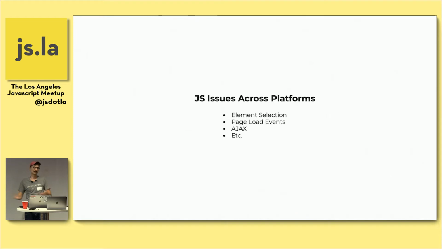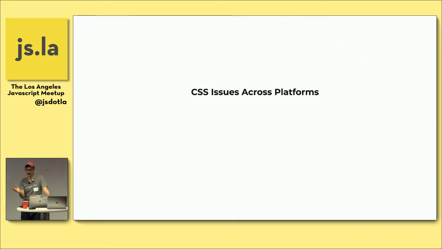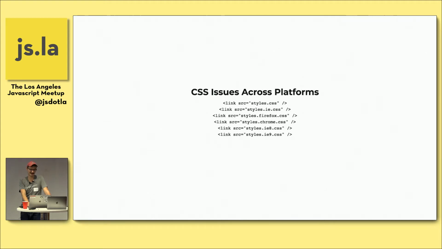So there's some cross-platform issues, okay? Some of them are JavaScript. Some notable JavaScript cross-platform issues were just element selection. If you wanted to select a DOM element, very hard to do cross-browser. Page load events, Ajax, etc. There's a lot of them. With CSS, also some challenges. You would often have something like this, a separate style sheet for every browser. And oh no, they've served their time.